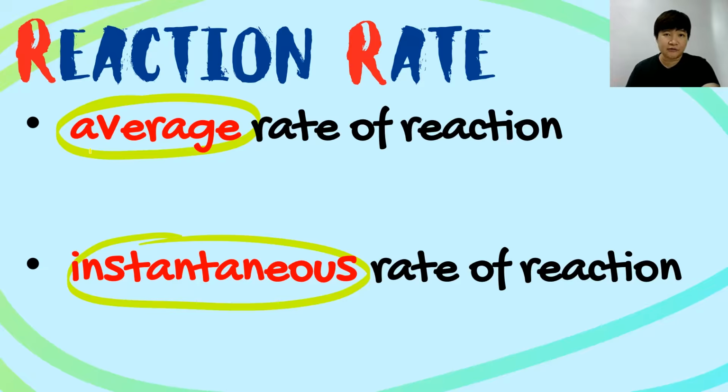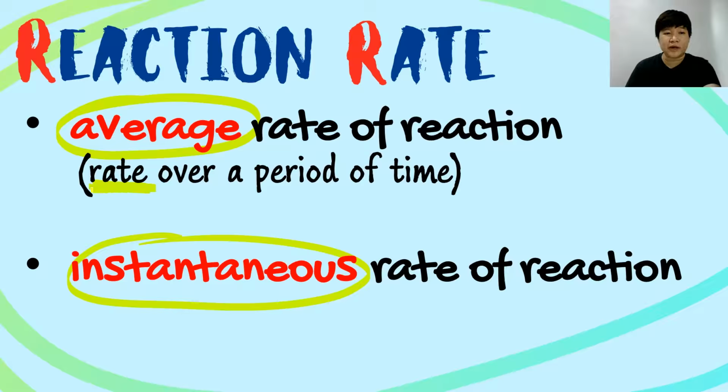The name average brings the meaning. Average means we are going to calculate the rate over a period of time. Let's say I want the rate from time equals 20 seconds to 100 seconds. So I need to find the average rate of reaction from time 20 seconds to time 100 seconds. Obviously that will be my initial, that will be my final. Can you see that roughly?